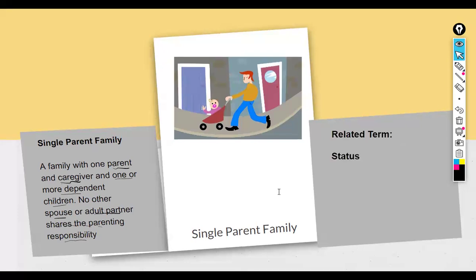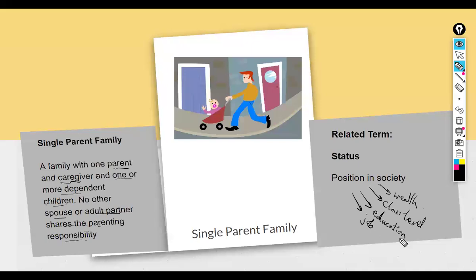Related to status, we talk about status in society, which is one's position in society, right? So that could have to do with wealth, class level. So how much money you have, how much education you have, the type of job you have, right? All right.